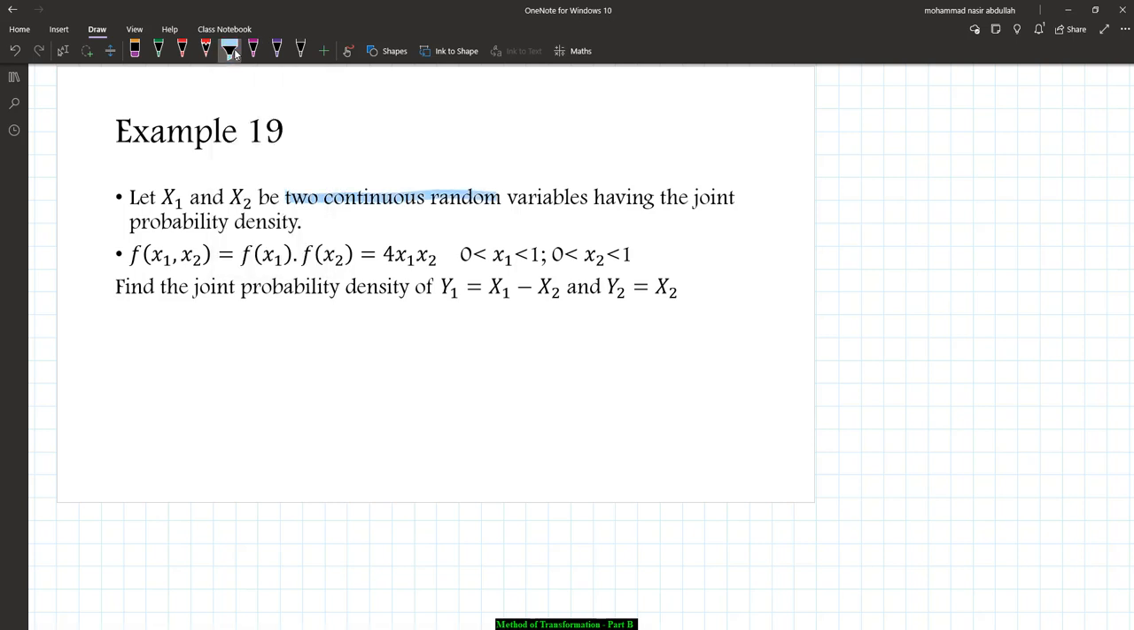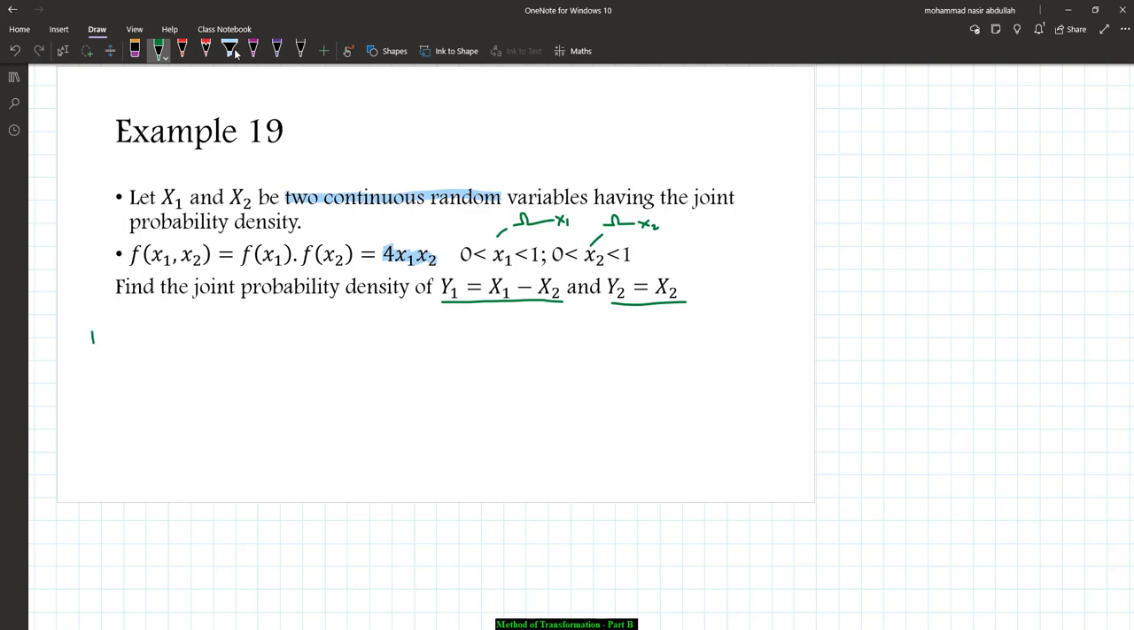Right, two continuous random variables, given the joint probability density function for x1 and x2, where x1 ranges between 0 and 1, and x2 is between 0 and 1 as well. Sometimes in books they call this omega x1 and omega x2. Whichever book, the definition is the same, this is representing the range. So find the joint probability density function of y1 equal to x1 minus x2 and y2 equal to x2.